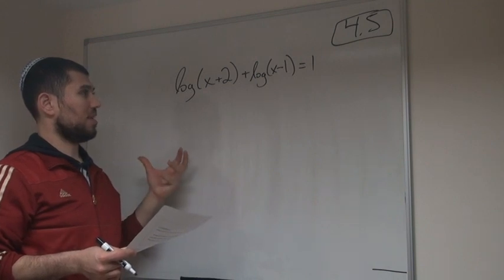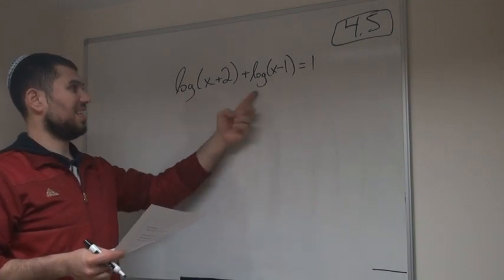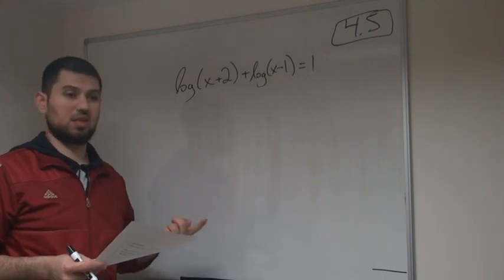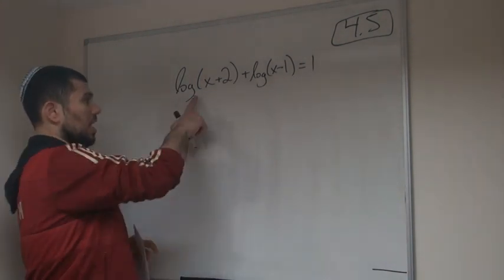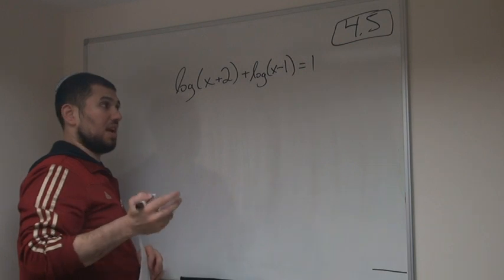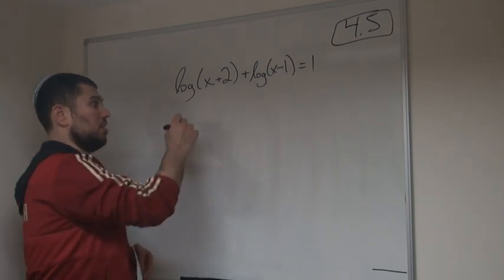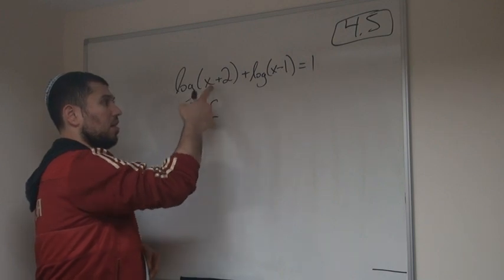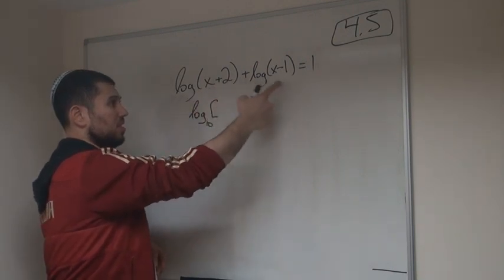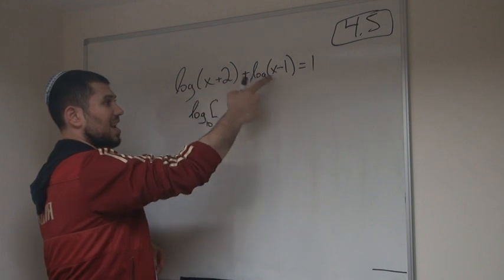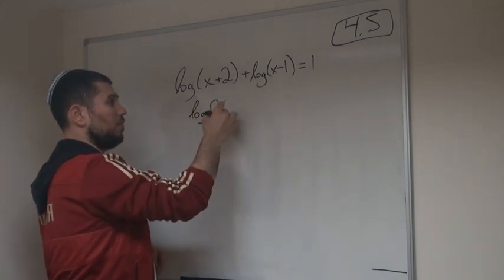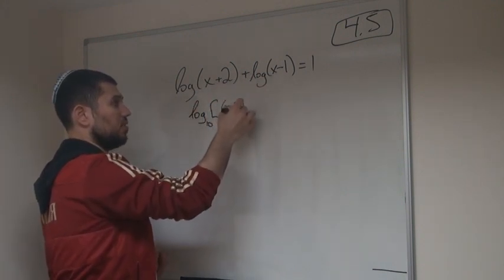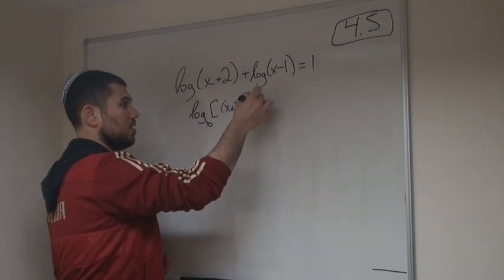Step 1 is going to be combining these log expressions into one log expression. As you notice, they have the same base. It's not written out, so it's the base of 10. That means I have log to the base 10 of this plus this, which just means I have to multiply those two factors: x plus 2 times x minus 1.